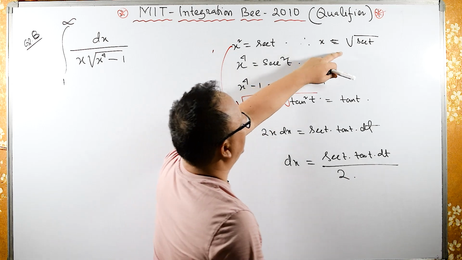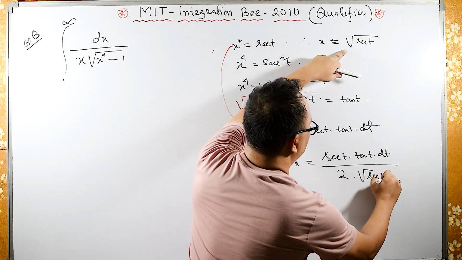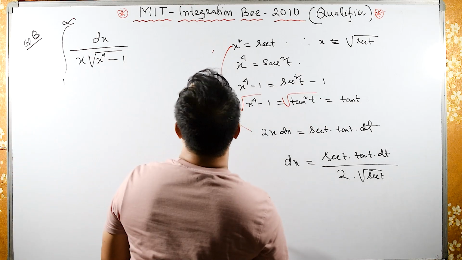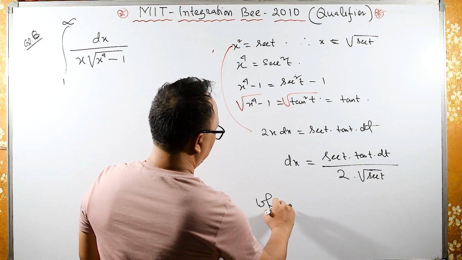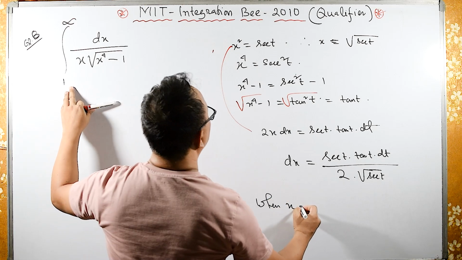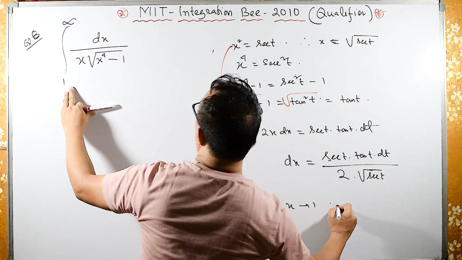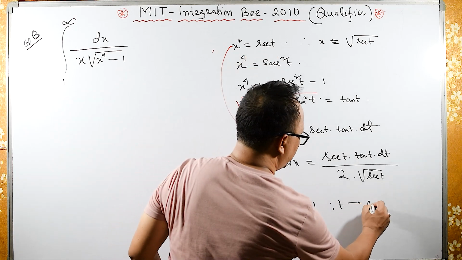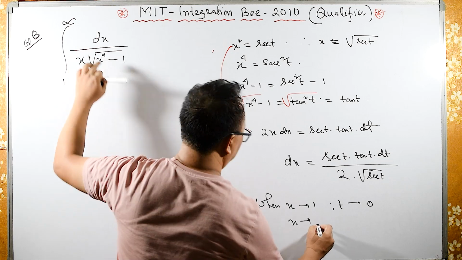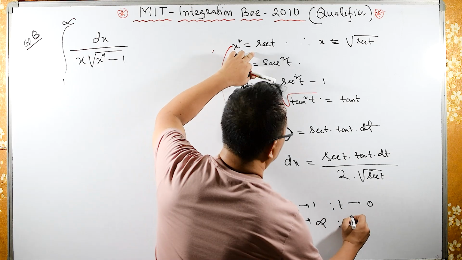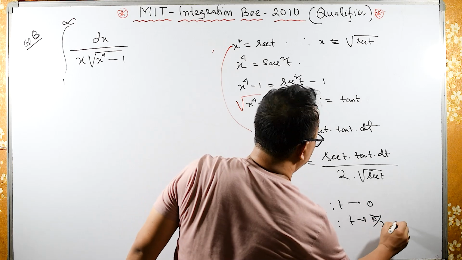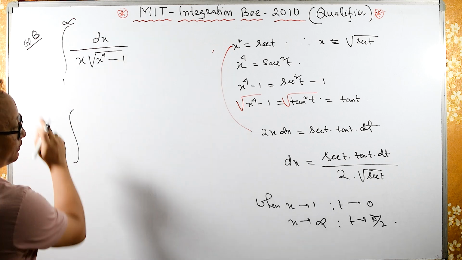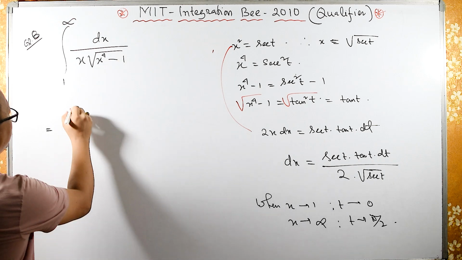2 into x, where x is the square root of sec t. Now let's substitute over here, and let's change the limits. When x equals 1, what is the value of t? Therefore it becomes 0. When x tends to infinity, t tends to 90 degrees, that's pi by 2. So the limits 1 to infinity become 0 to pi by 2.